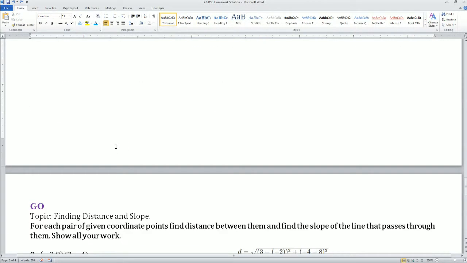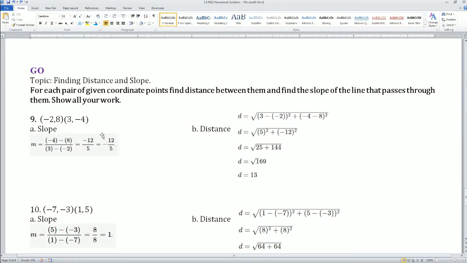Alright, let's go to the goal part. Find the distance and the slope. For each pair of coordinate points, find the distance and the slope. You have to just use the formula. This is the slope formula: y2 minus y1 divided by x2 minus x1. Here x1 is negative 2, y1 is 8, x2 is 3, y2 is negative 4. Plug it into the slope formula, it equals negative 12 over 5.